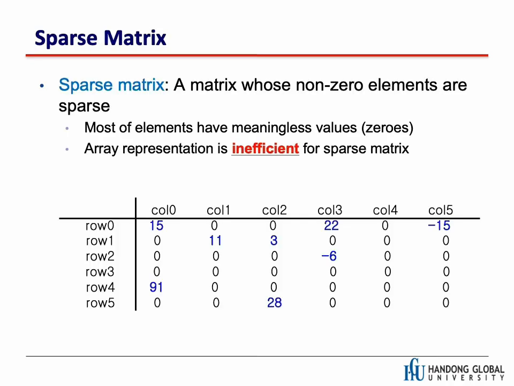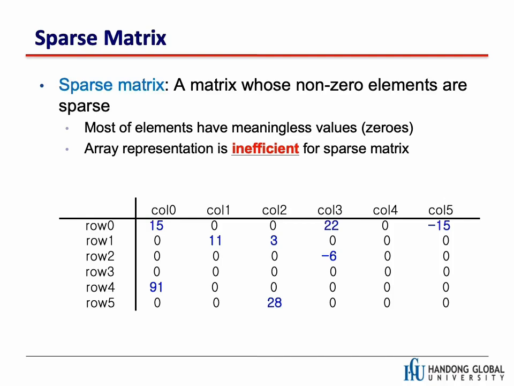Then what is a sparse matrix? A sparse matrix is a matrix whose non-zero elements are sparse. So look at this one example of a matrix. In this matrix, we have lots of zeros and we have a few non-zero elements. So in this kind of situation, this matrix is sparse, right? As I said, most of the elements have meaningless values, usually zeros, or sometimes it could be a default number like -1 or 1 or whatever, usually zeros.